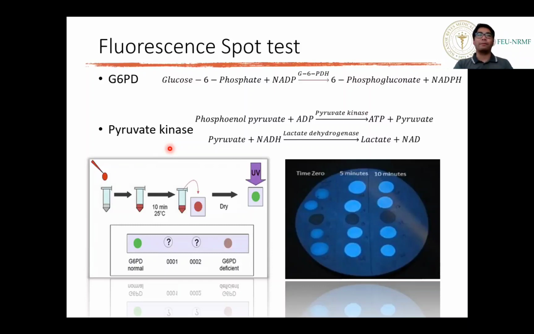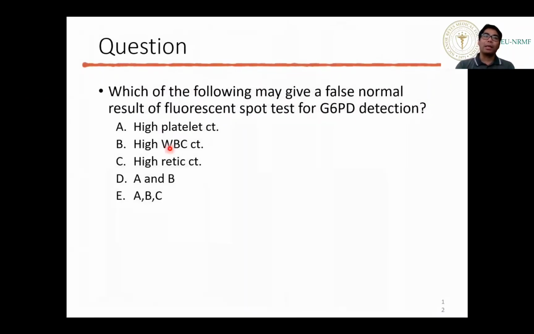Now, there are certain things that we have to remember, because there can be false negatives and, sometimes, a false positive result or false normal result when it comes to the fluorescence spot test. For example, this question: which of the following will give a false normal result of the fluorescence spot test for G6PD? What is normal? It means the blood fluoresces. So what could the answer be? Which gives a false normal result for G6PD detection? Your answer will be all of that.